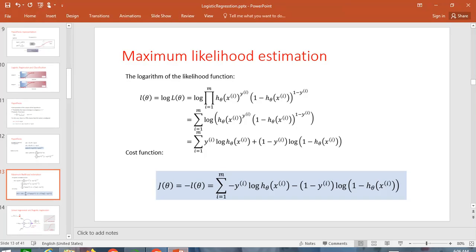Note that these are probabilities. They are between 0 and 1. They cannot be negative.